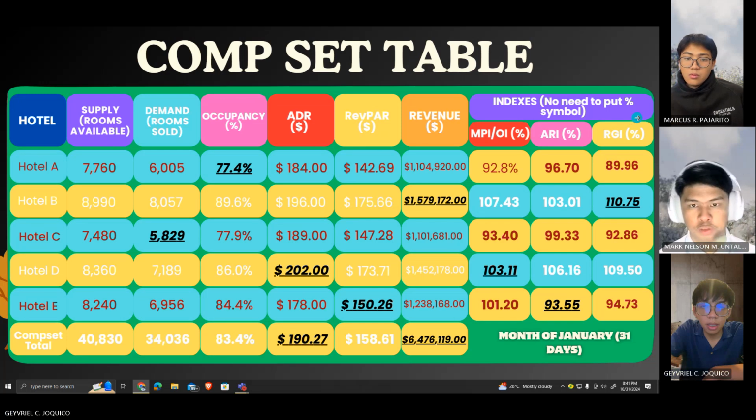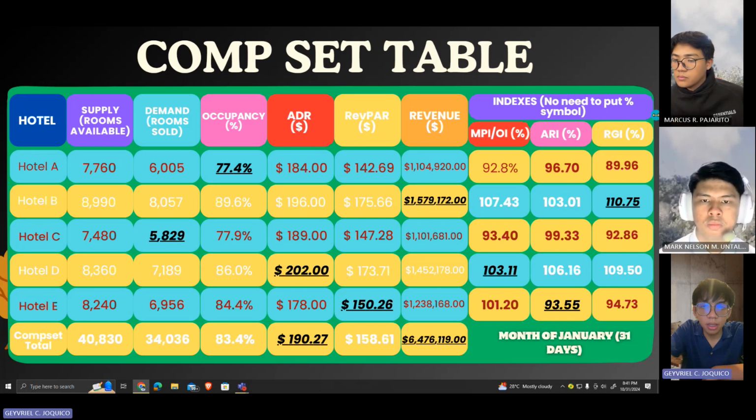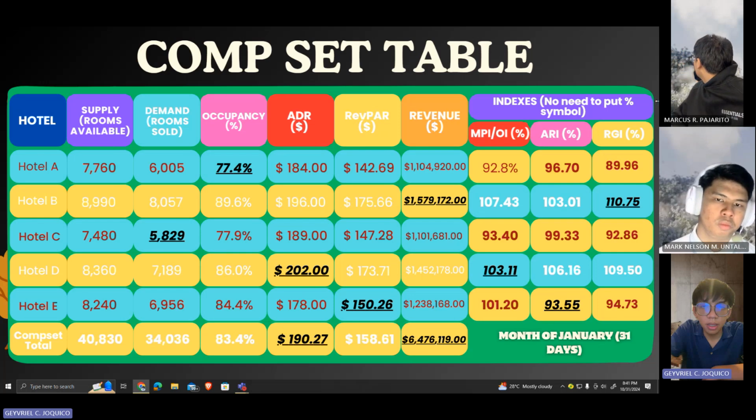107.43. As for number 8, the Hotel C MPI OI is calculated by dividing occupancy by the occupancy total and multiplying it by 100 within the month of January. The occupancy for Hotel C is 77.9%, while the occupancy total is 83.4, then multiplied by 100. In this case, Hotel C has an MPI of 93.40%.